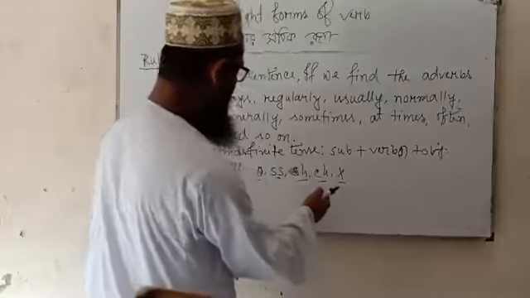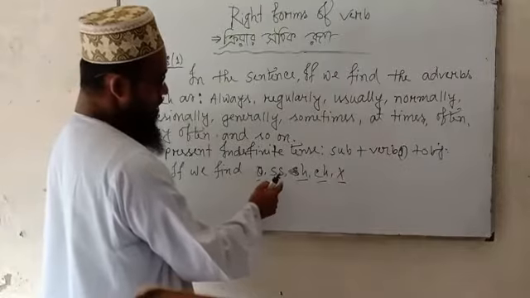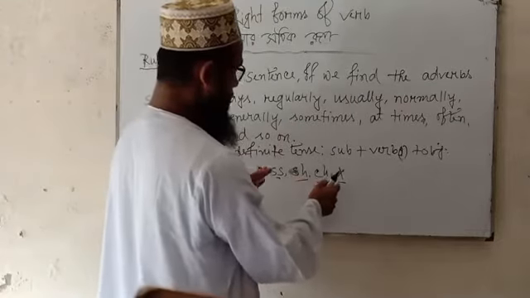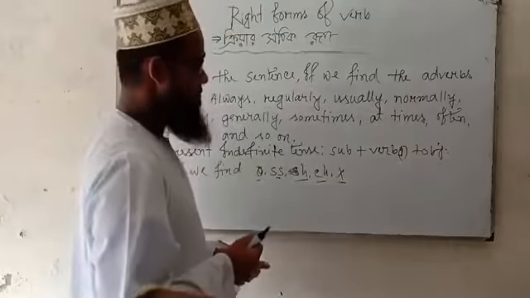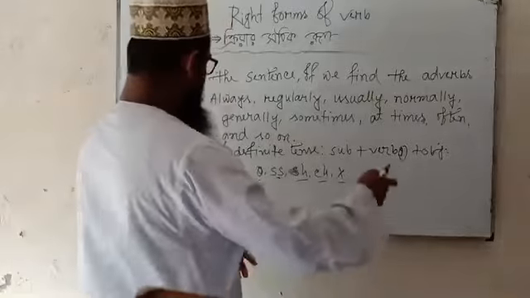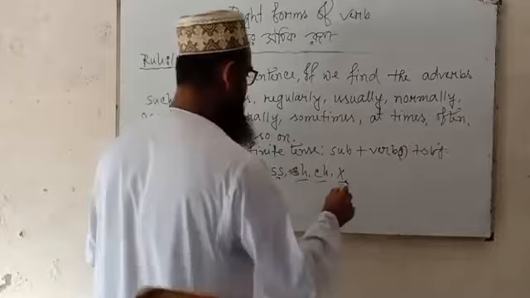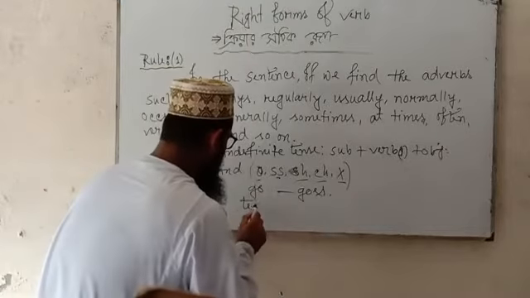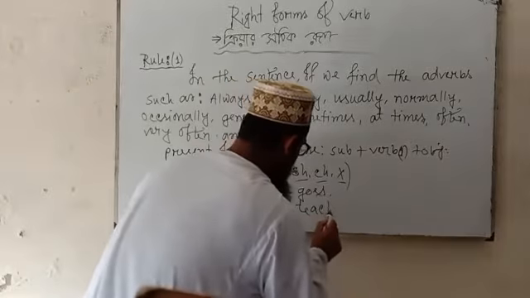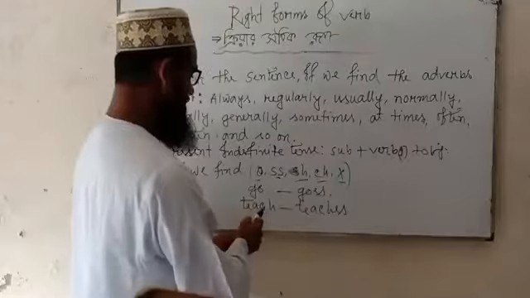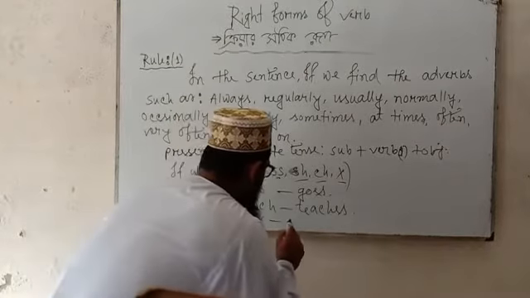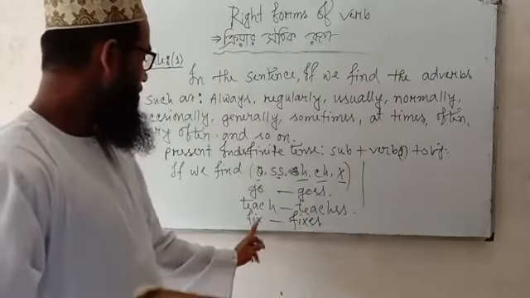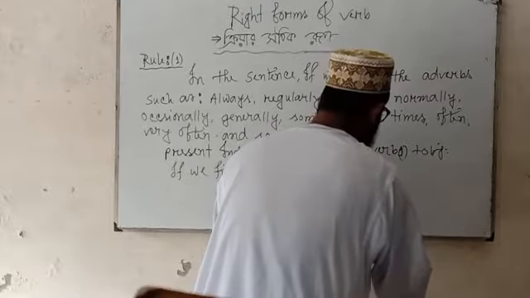And I want to make clear this topic that if we find o, double s, ch, sh and x with the last part of a verb, then we have to use es, such as go, goes; teach, teaches; fix, fixes; brush, brushes.